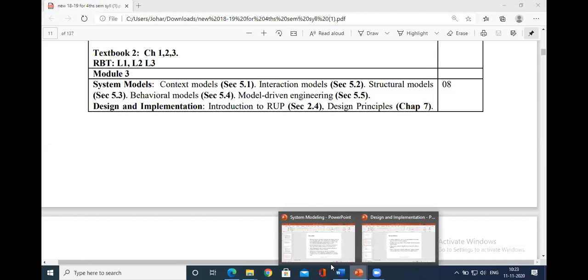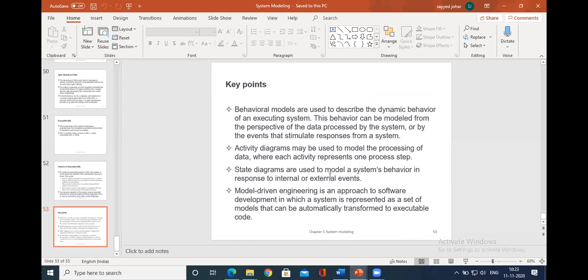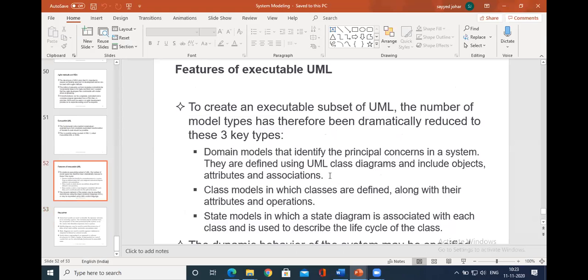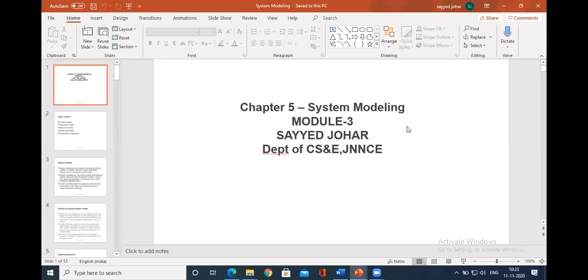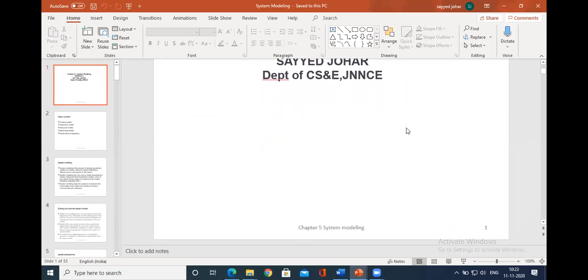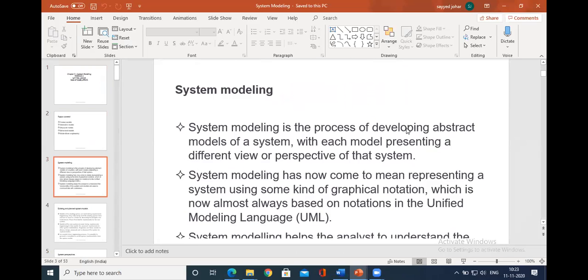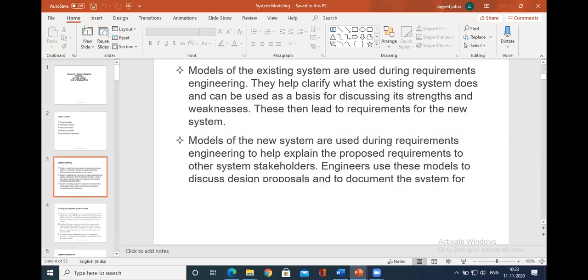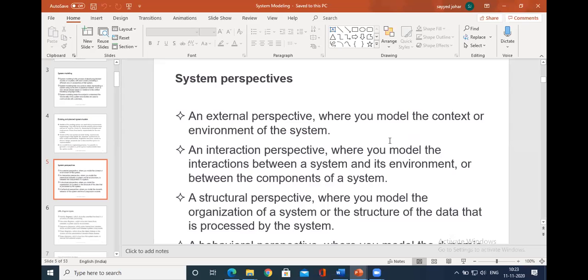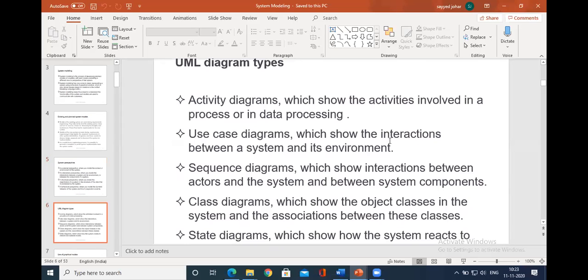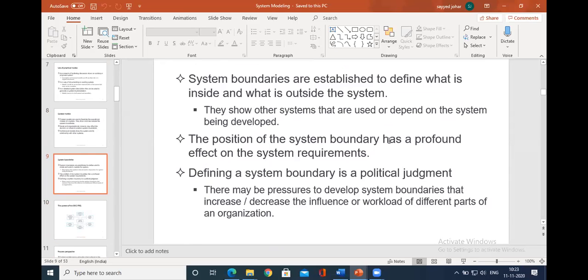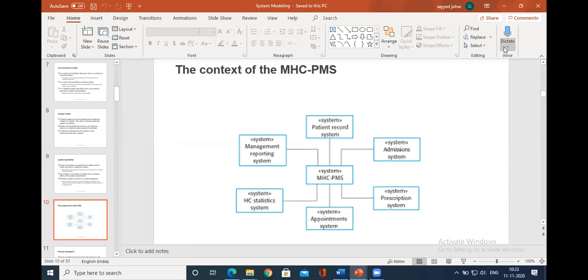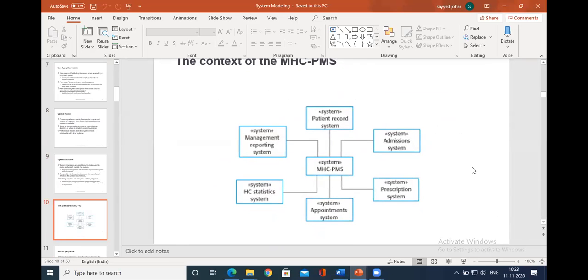What does this context model represent? Before I go to the behavioral model, we are at the last point. The context model represents diagrammatically by using a system. Context represents the different contexts of the situations. So this is a context model, right? The next model was the interaction model.